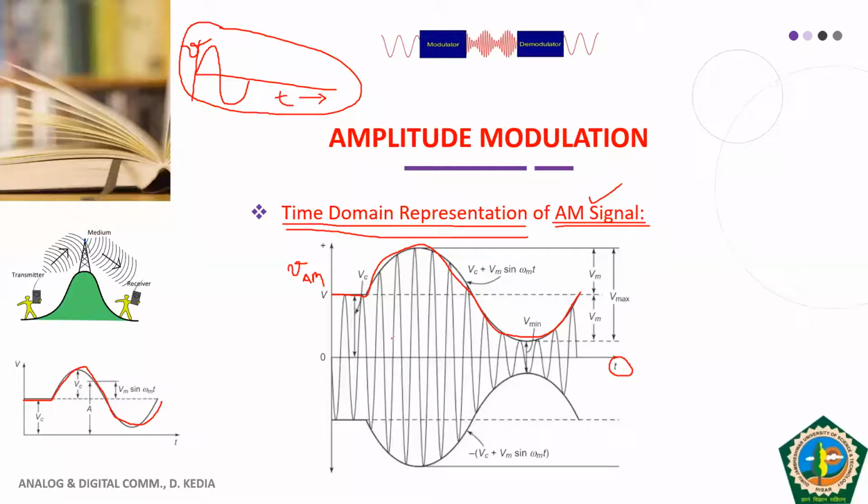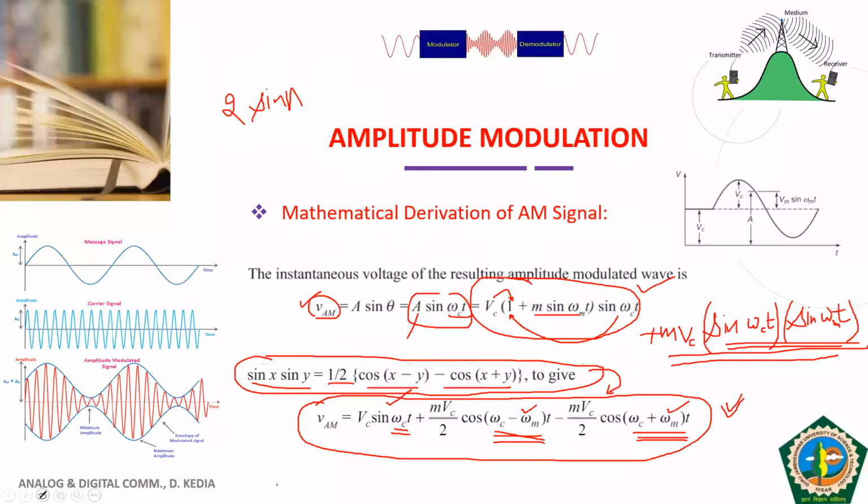Once we draw that, we have to draw its mirror image. As in a sine wave, this is the positive part and this is the negative part, its mirror image. The same is the case here: this is VC plus VM sine omega t, and this is minus of VC plus VM sine omega t. The way we have plus VC and minus VC in the sine wave, the same is the case here. If you plot this equation, you will get the same kind of thing.